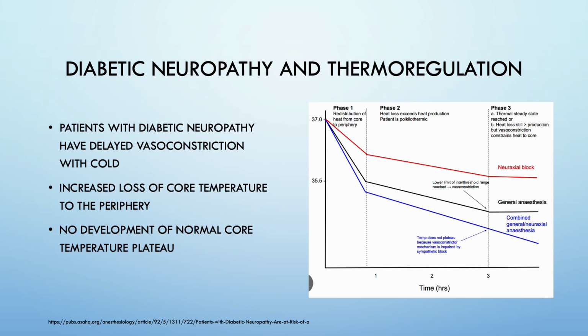Now, the graph on the right shows normal patterns of heat loss after induction of either general anesthesia, which is the black line, or after a neuraxial block, which is the red line. Now, the blue line mimics what heat loss looks like in someone who has diabetic neuropathy, because this plateau phase, which is beyond the third hour there on the x-axis, is never reached.